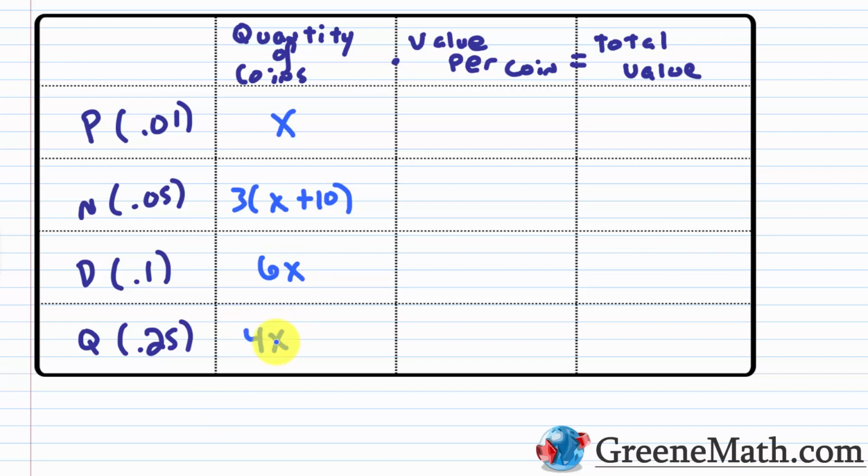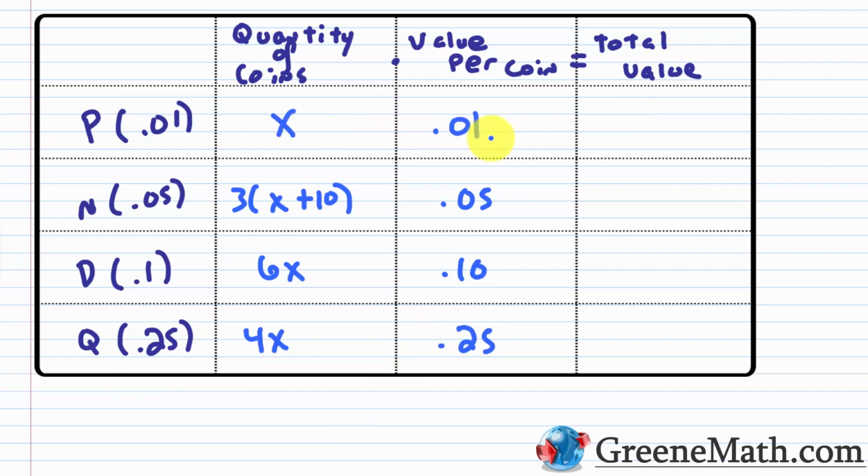Now the value per coin is pretty simple. For pennies, it's 0.01. For nickels, it's 0.05. For dimes, it's 0.1, or you can put 0.10, whatever you want to do. And then for quarters, it's 0.25. So again, the total value I just multiply across.